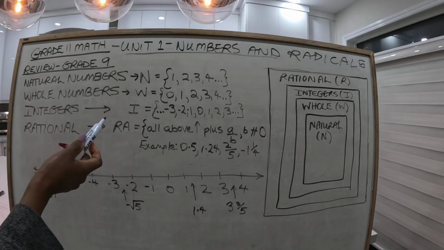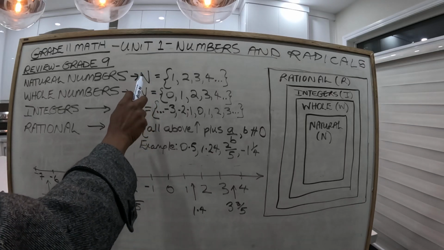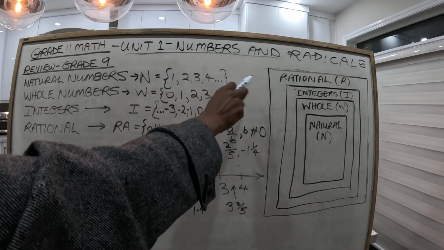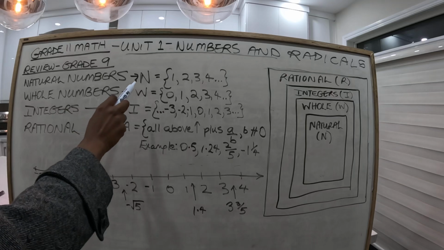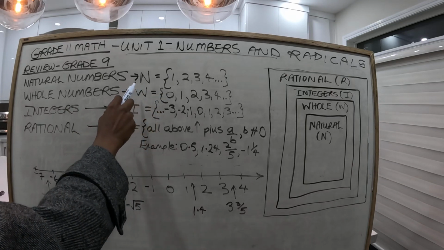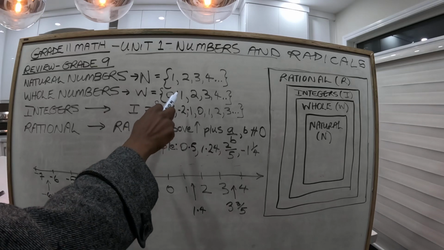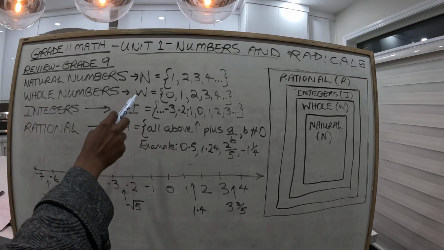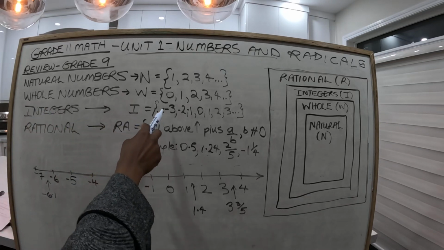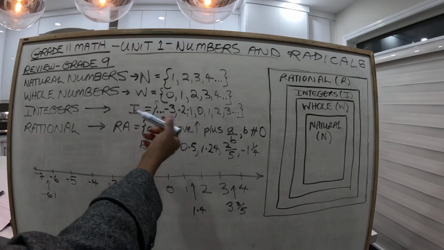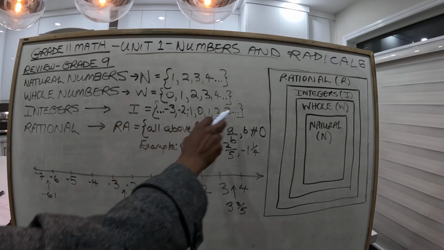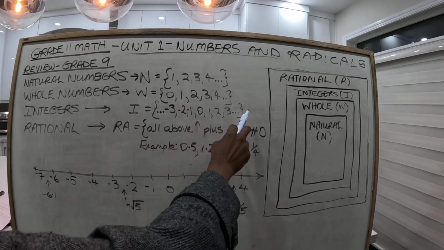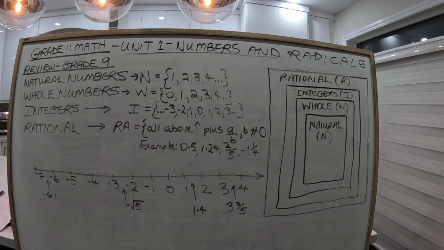So natural numbers, we did that in grade 9. It's denoted by an N, and it starts with 1 and it continues to infinity. Whole numbers start with 0 and are denoted by a W, continuing from 0 onward to infinity. Integers are denoted by an I. It starts from negative infinity, hence the 3 dots on this side, and goes towards the right. So it starts in the negative, goes to 0, then goes onward in the positive direction.